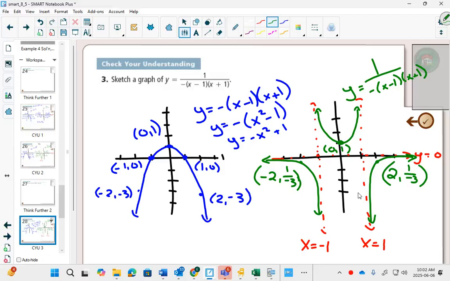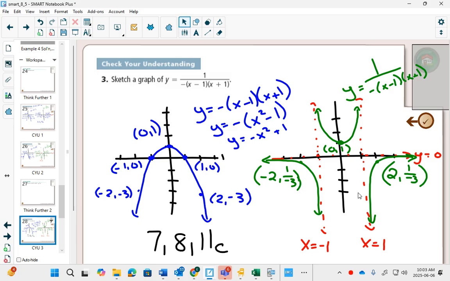Okay, so now I'm going to give you some chances to work on these. 7, 8, and now 11C.